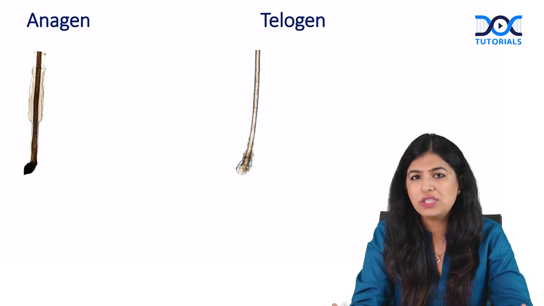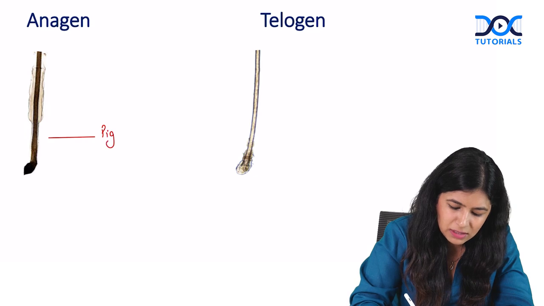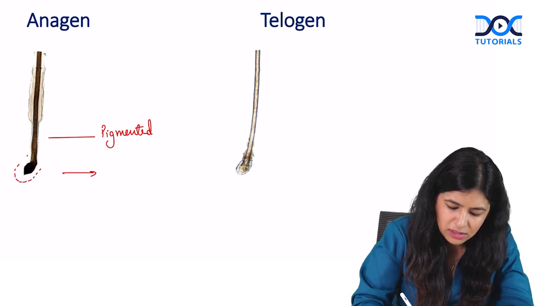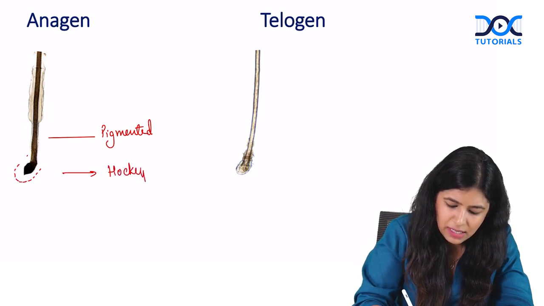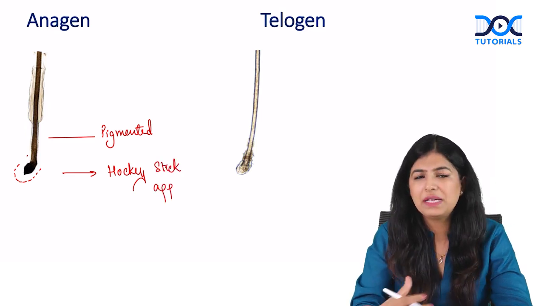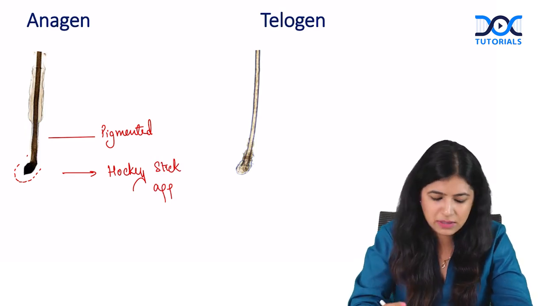Now, coming to the differences of the anagen and the telogen hair, how do you make out looking at the image, which is what? When you see the anagen hair, you see that it is darkly pigmented and the bulb here is bent, giving it a hockey stick appearance. Because the bulb is loaded with the rapidly dividing matrix cells, this gives the hockey stick appearance.